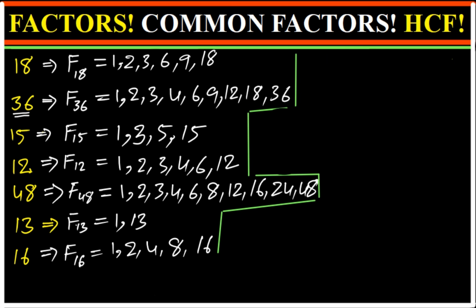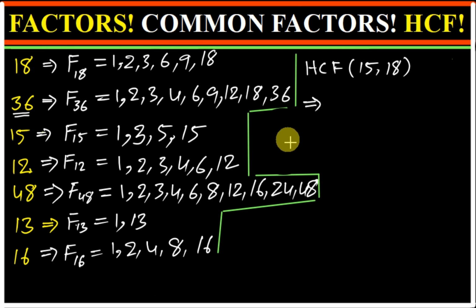Let's take one example. I want to find out the HCF, that is the highest common factor, of 15 and 18. We had seen how to find out common factors. Now from that we have to find out the highest common factor.